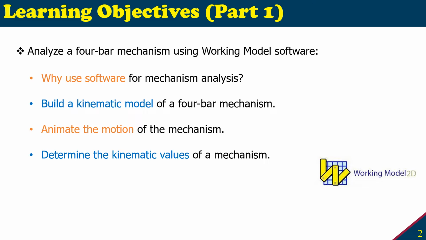Analyze a 4-bar mechanism using the Working Model software. First, we're going to start with why we're using the software for mechanism analysis. Then we have to build a kinematic model of a 4-bar mechanism. We will animate the motion of the mechanism and determine the kinematic values of the mechanism, how maybe a point on the body is moving, what is the velocity, what is the position in x and y coordinate of that point, this kind of analysis. So let's see.